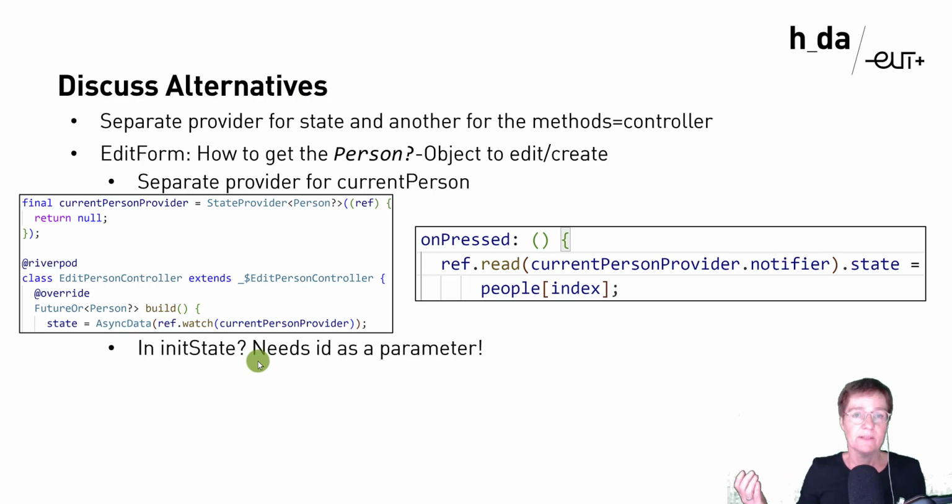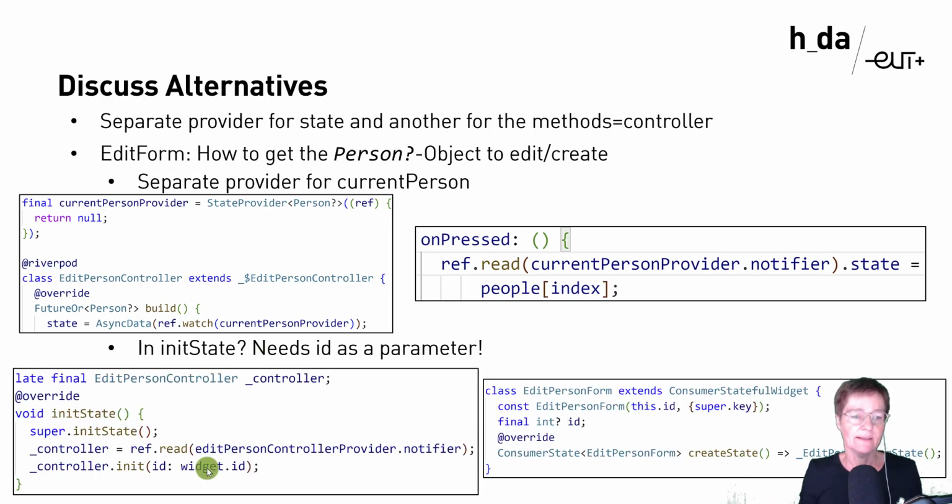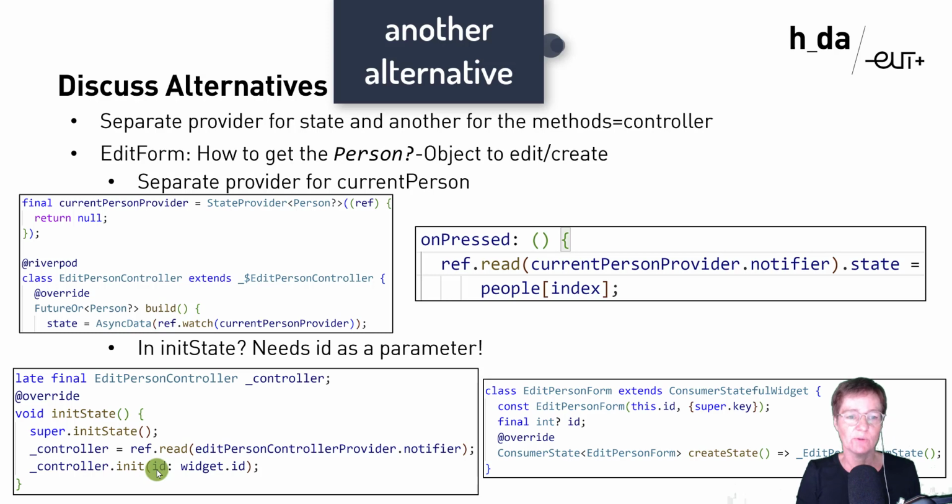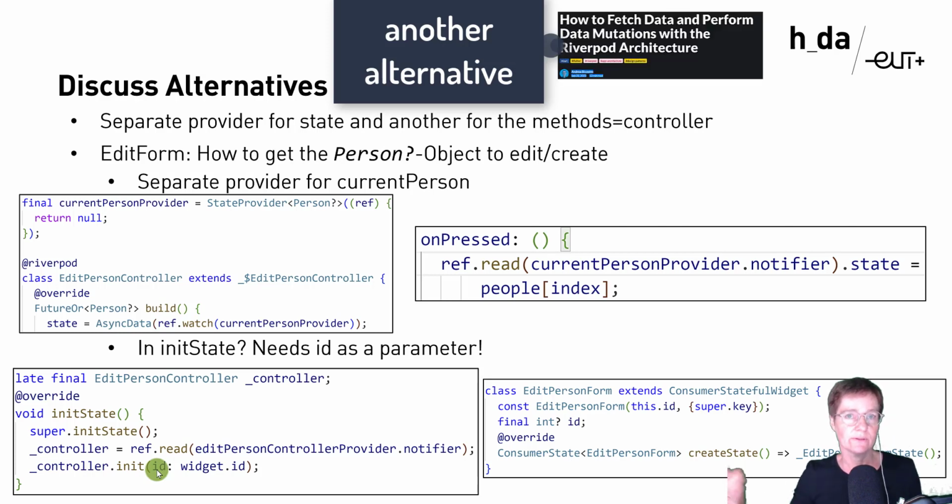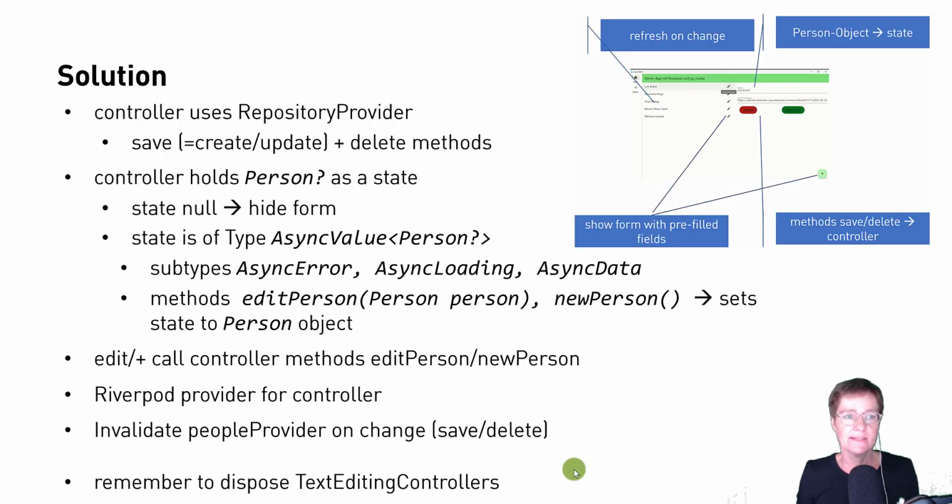Another way could be you have a separate page for your editing and navigate to this page using a parameter like an ID. And in the init state method, you could initialize your controller with a separate method called init, and this gets the ID and calls then the repository provider to fetch a person object from the server with this ID. Nevertheless, I think this approach is easy to understand and to follow, and it's a good start.